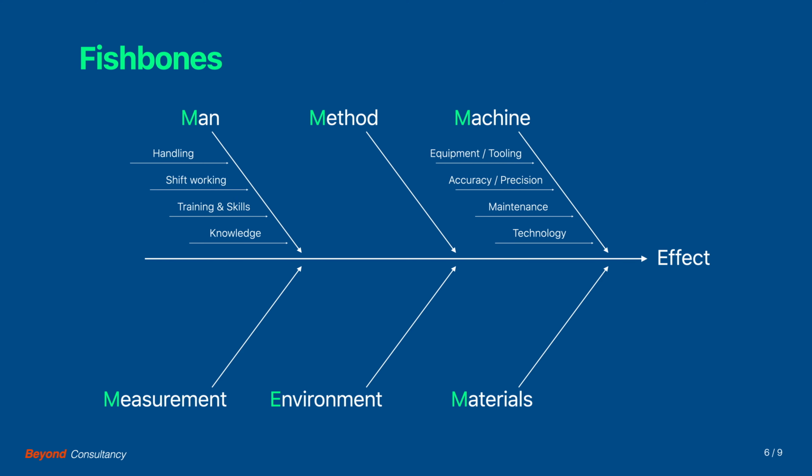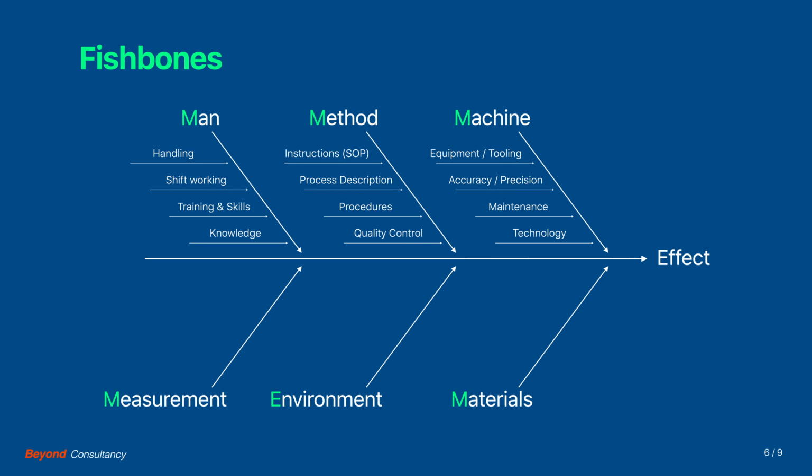The second cluster is called man. It relates to people, more specifically to the way people handle the products and operate the equipment. It relates to the difference in ways of working between the shifts, to the people's level of training and their skills, and lastly, their level of knowledge.